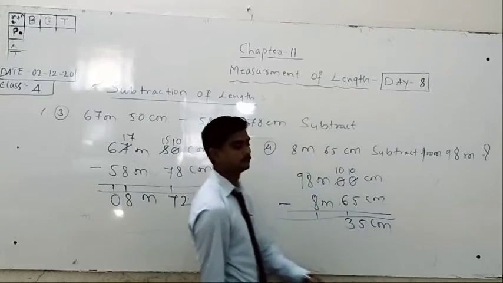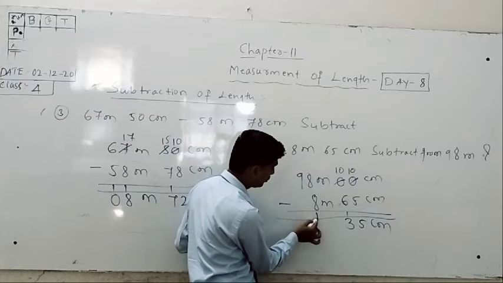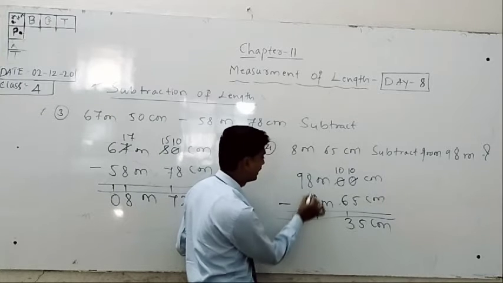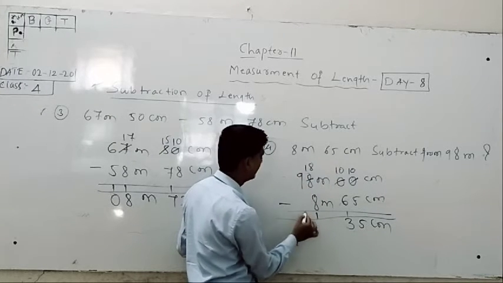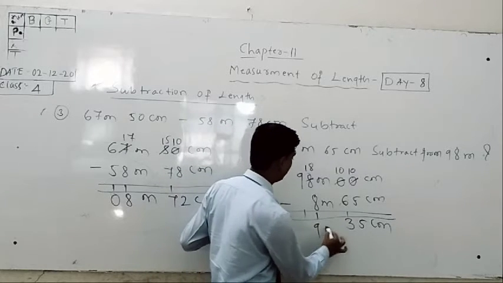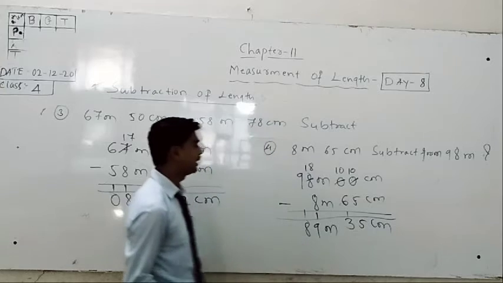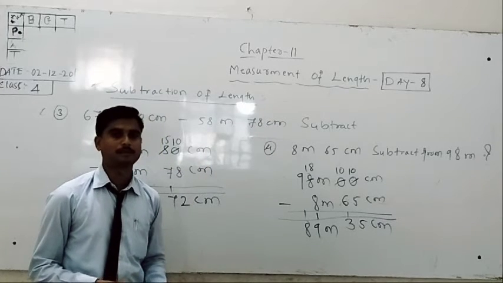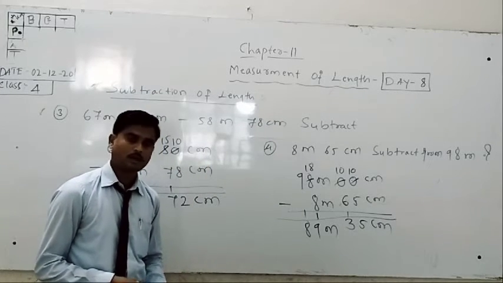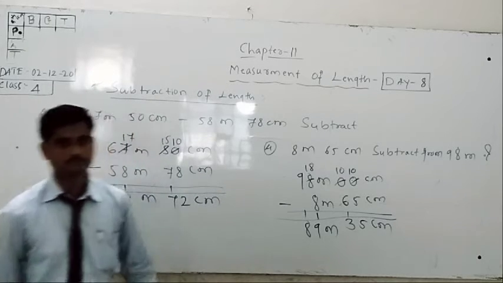35 cm. Then 8 cannot subtract because one borrow is there, so 8 plus 1, 9 is there. It cannot subtract. It is 18. 18 minus 9, absolutely 9 only. Then 9 minus 1, it is 8. 89 meter 35 centimeters. Understood all of you? Okay. All of you write down this question.